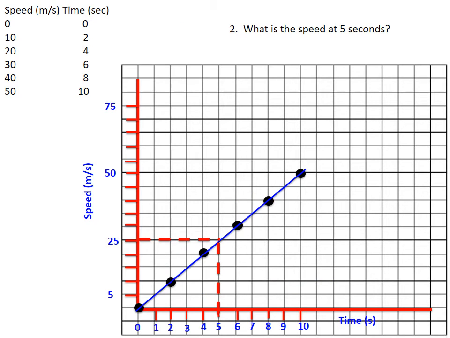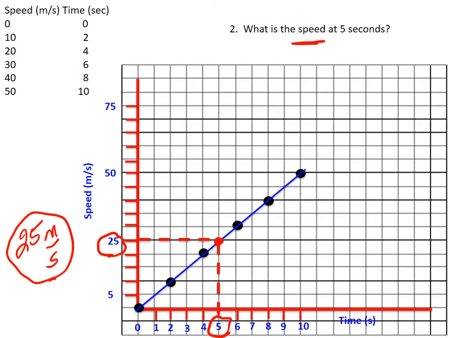This one is really an easy one because I don't even have to do any math. I'm using my graph. It says at a time of 5 seconds, what would be the speed? So basically I go to 5, I go up to where I hit my graph, and I go over, and I notice that the speed here would be 25 meters per second. So I didn't even have to do any math. I just used the graph and the data points to figure that out.